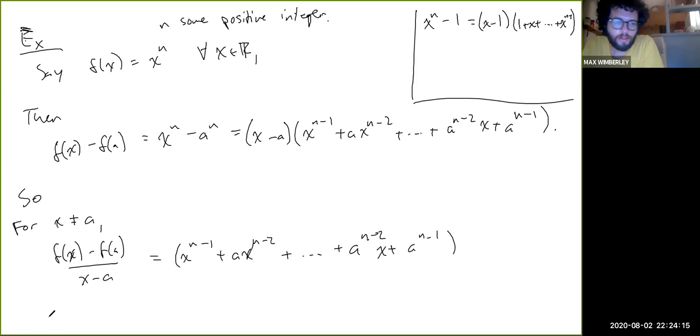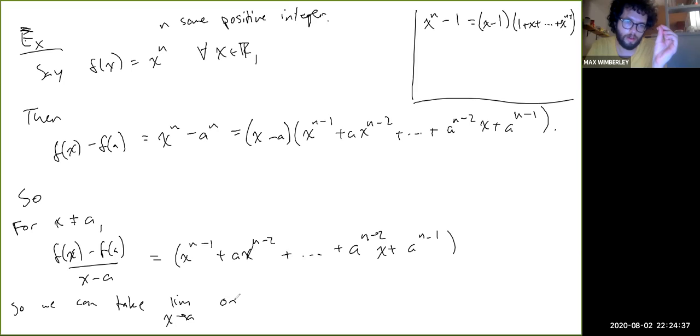So of course, at x equals a, at x equals precisely a, the expression on the left is not defined. But at every other value of x, these two expressions are equal. So we can take the limit as x approaches a on both sides to find f prime of a, right?